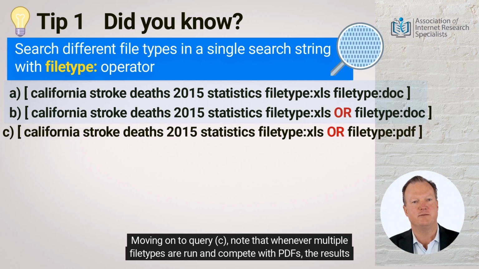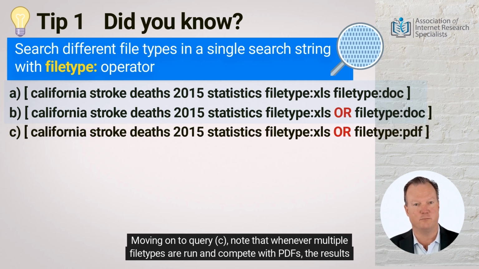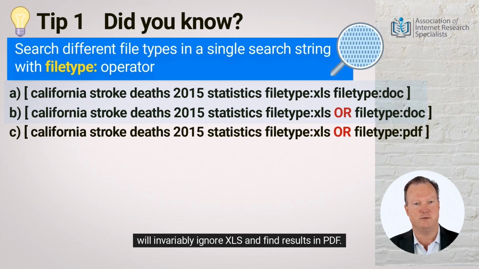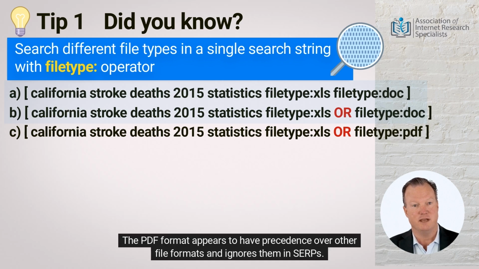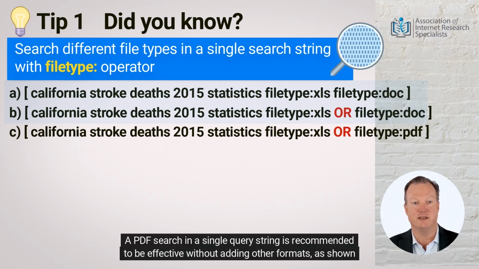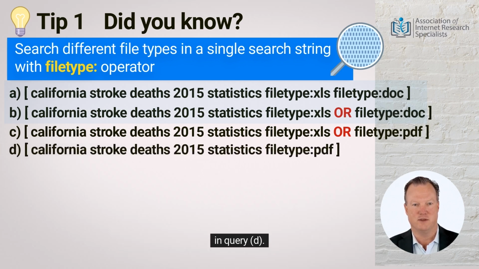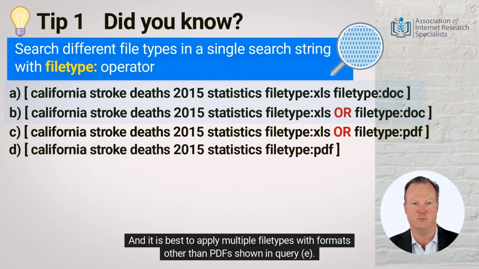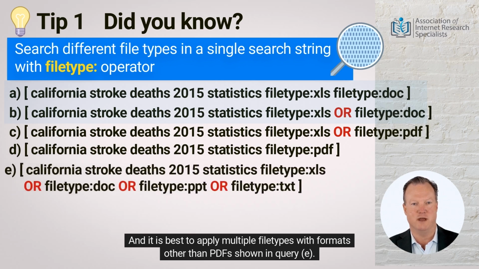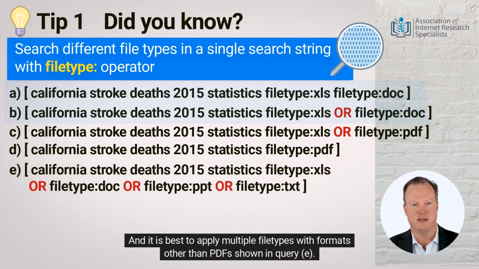Moving on to query C, note that whenever multiple file types are run and compete with PDF, the results will invariably ignore XLS and find results in PDF. The PDF format appears to have precedence over other file formats and ignores them in searches. A PDF search in a single query string is recommended to be effective without adding other formats, as shown in query D. And it is best to apply multiple file types with formats other than PDF, shown in query E.